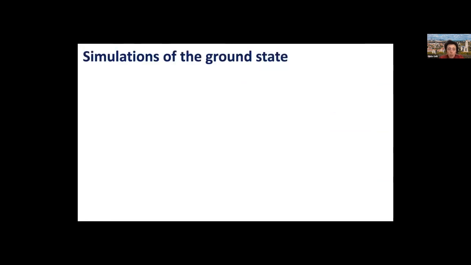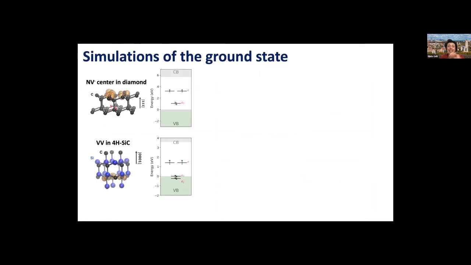Okay, so first we do simulation of the ground state, and we take exactly the defects that I just showed you, the VV center and the double vacancy in silicon carbide. Actually, I didn't show you the double vacancy, but we also did that.